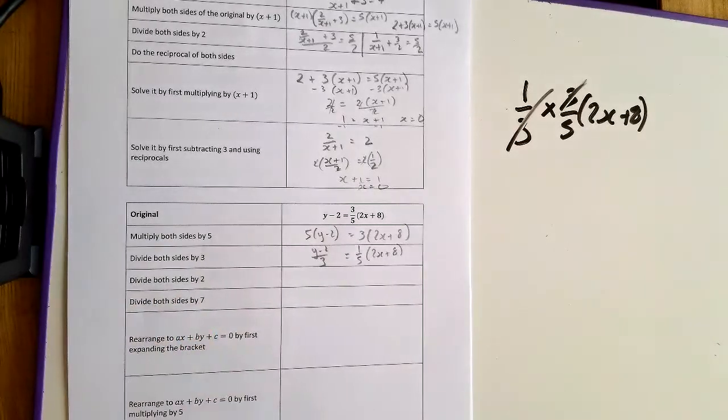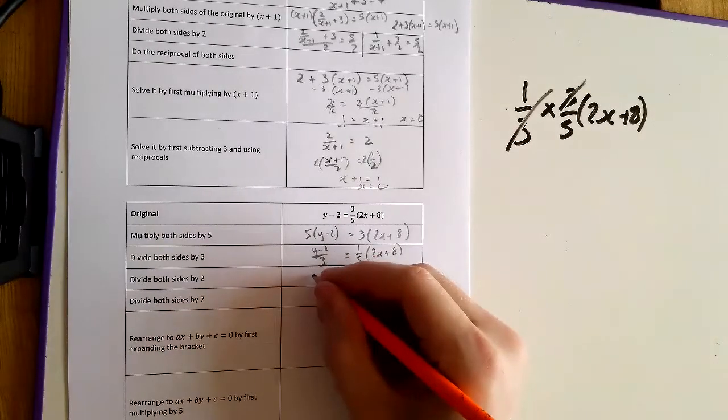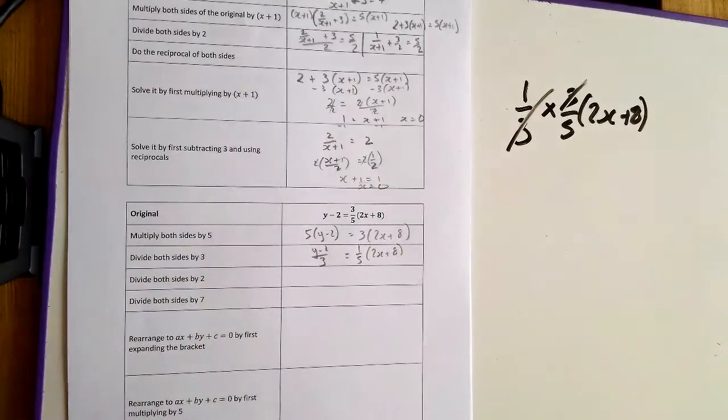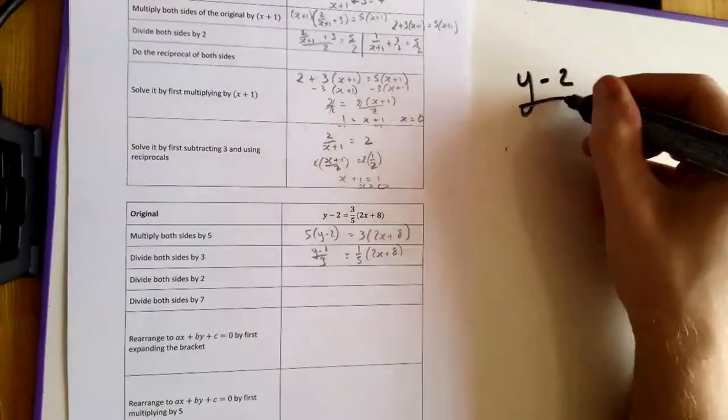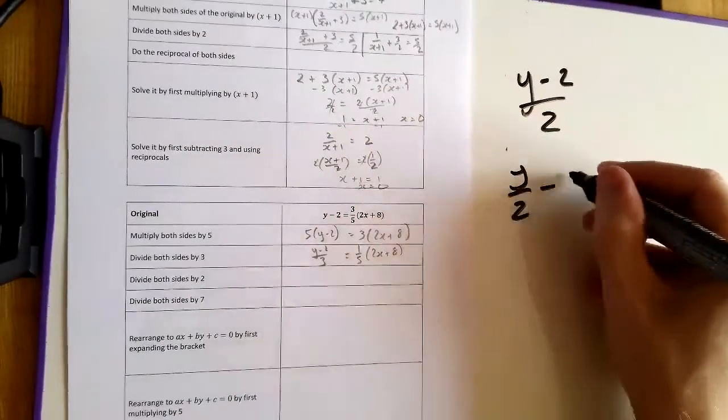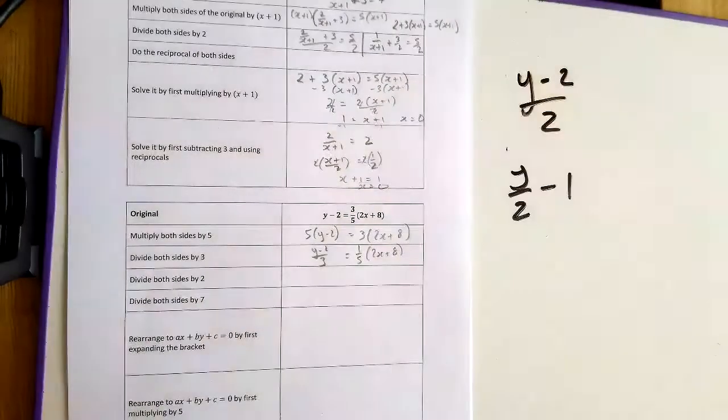Divide both sides by 2. So this side, the left-hand side, I can write as y minus 2 over 2, which gives me y over 2 minus 1. 2 over 2 is 1.